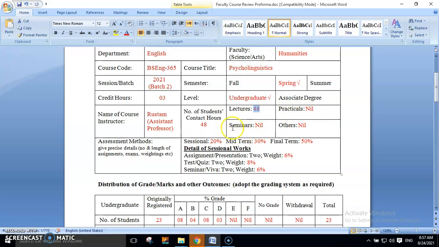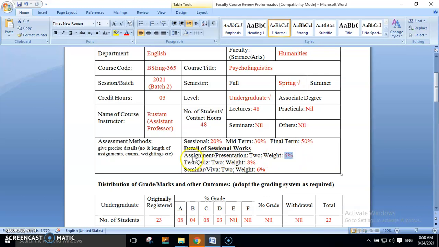Seminars I did hold, but these seminars were put into the slot of sessional work. As far as main course contents are concerned, they were covered through lectures, which were face-to-face lectures, online lectures and webinars, etc. So now assessment methods. For this course, the assessment method was like this: sessional work weight was 20%, midterm was 30% and final term was 50%.